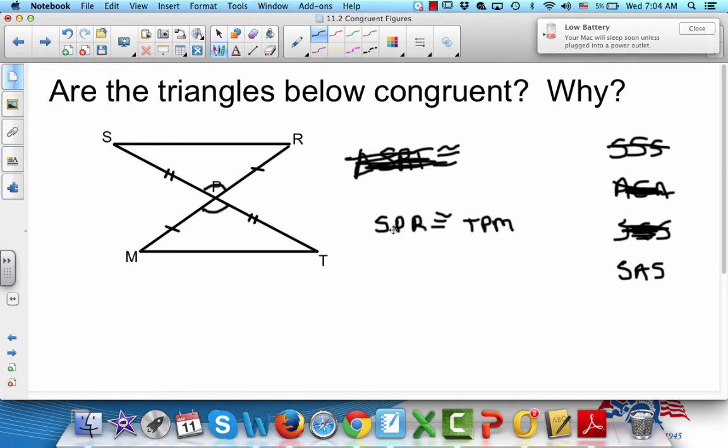And let's look at this. Side SP is congruent to side TP, and side PM is congruent to, see there's PM, is congruent to PR. So yes, they are congruent, and the reason they're congruent is side, angle, side.